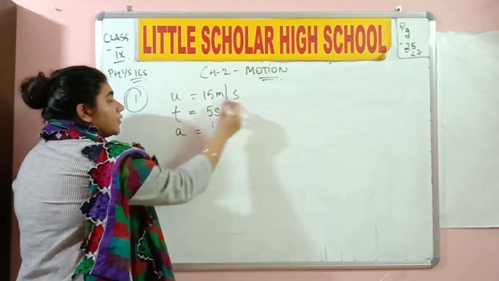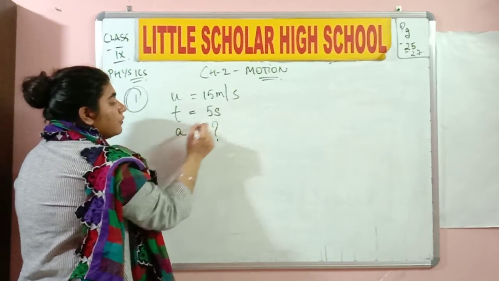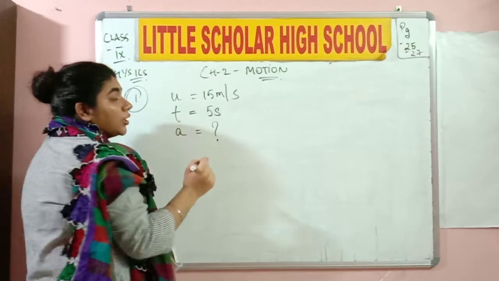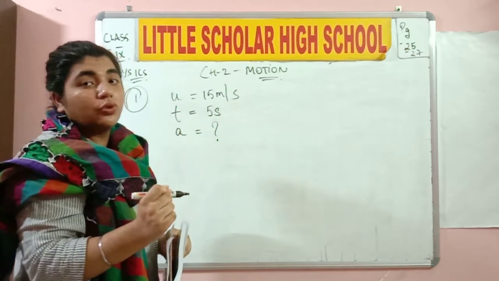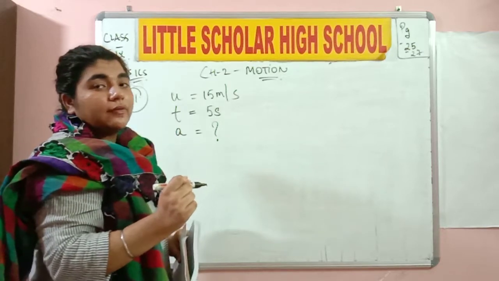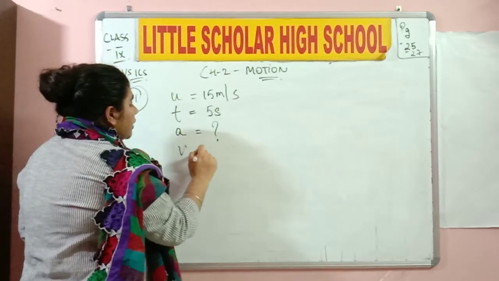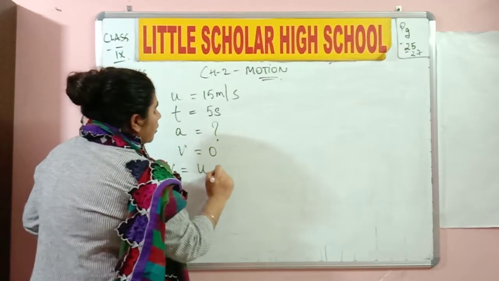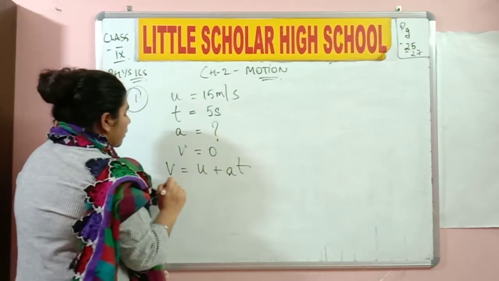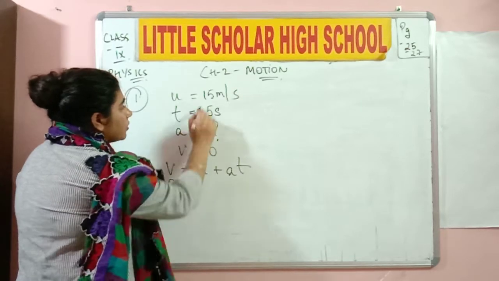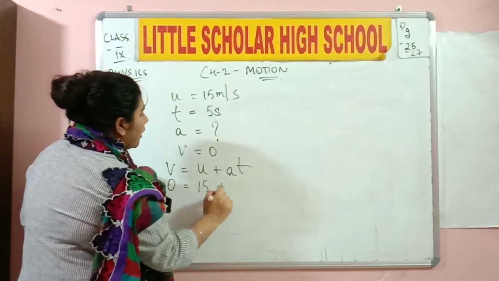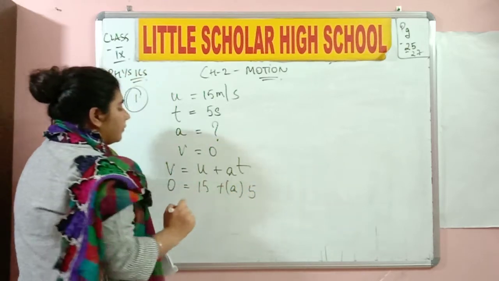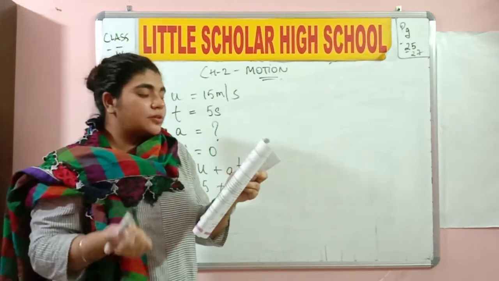So you have the initial velocity, you have the time, and you need to find the acceleration. Is the final velocity given to you? No. How do you denote final velocity? As v. So v is going to be taken as 0. You are going to consider the equation v = u + at. So v = 0, u is given as 15, a is yet to be found out, and t is given as 5. Do you understand? That is what is done over here.